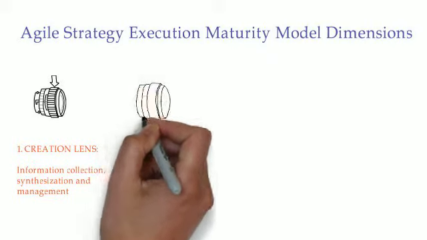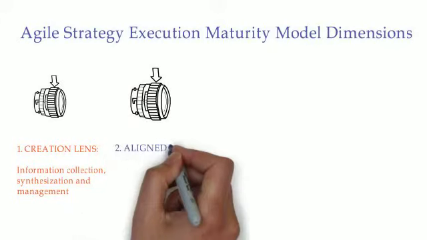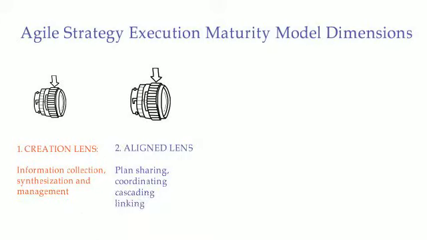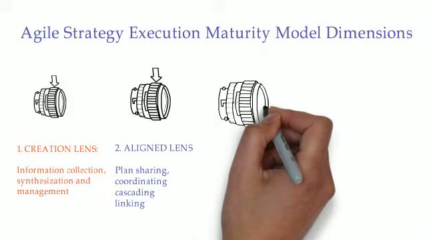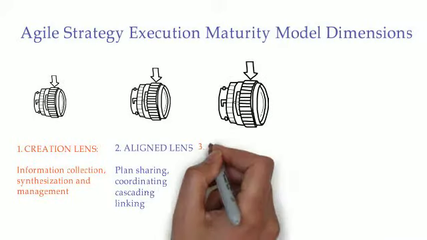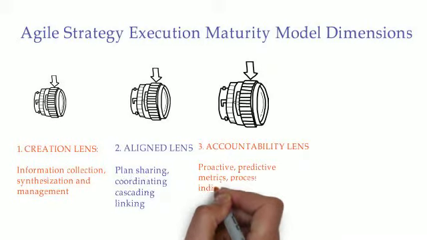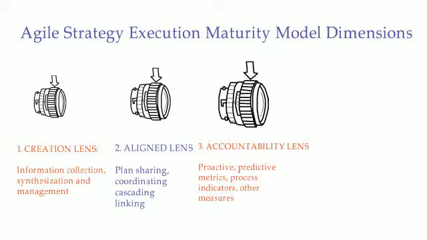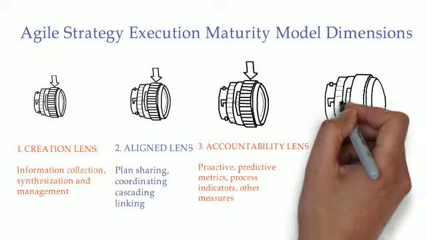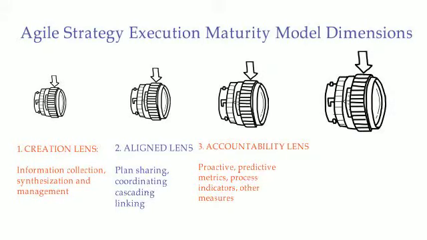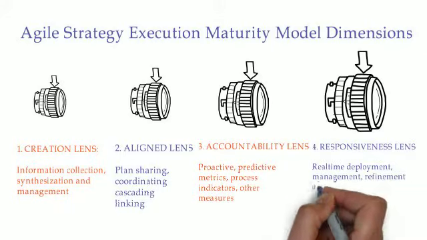The second dimension that we call the aligned lens assesses the degree to which the organization shares, coordinates, and cascades strategic plans and actions effectively. The third dimension we assess is the accountability lens, that's defined as the degree to which metrics, process indicators, tactics, and measures are used to proactively and, if possible, predictably drive to desired results. The last dimension is to assess responsiveness. In other words, to ascertain how well the strategy, metrics, and tactics are deployed, managed, refined, and updated real time.